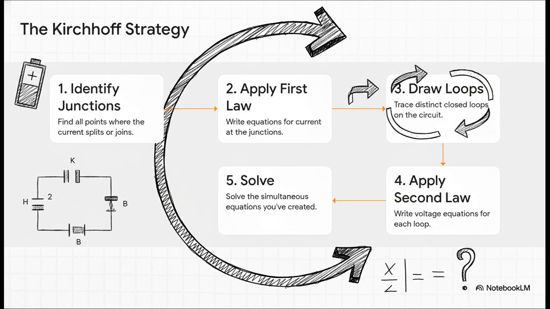Don't just stare at the circuit. First, label your junctions and your currents. Then apply the first law. Next, and this is a big one, physically draw your loops on the diagram. Pro tip, if you get a negative answer for a current, don't panic. It just means the actual direction is opposite to the one you guessed. If you're solving for two unknowns, you'll need to make equations for two different loops. After that, it's just a matter of solving them.